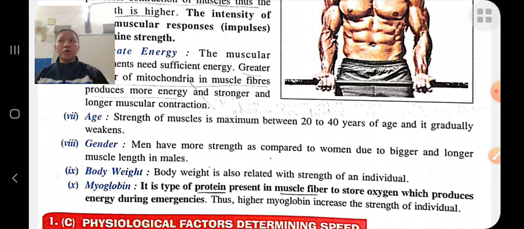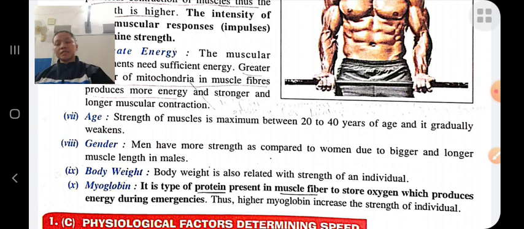Myoglobin is a type of protein present in muscle fibers that stores oxygen, which produces energy during an emergency. Thus, the higher the myoglobin in our muscle fibers, the more a person's strength will be.